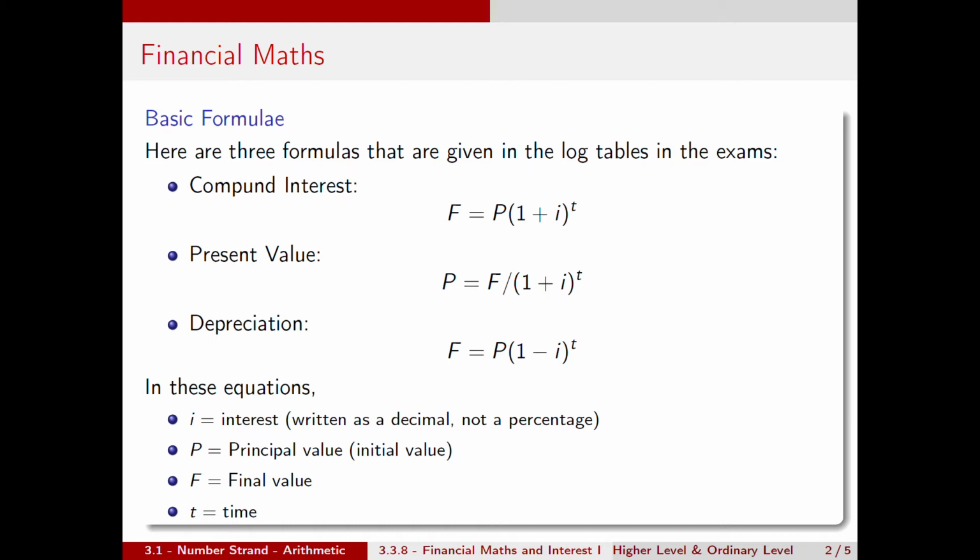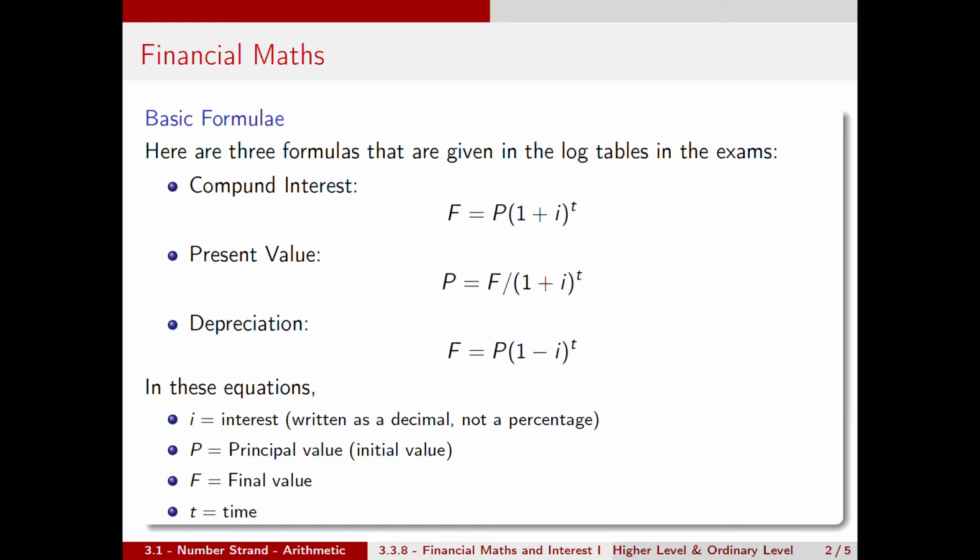P is equal to the principal value, also known as the initial value, or the money maybe you have now, or maybe the money you would need now if you wanted to have a certain amount of money in the future. F is equal to the final value, and T is equal to time.